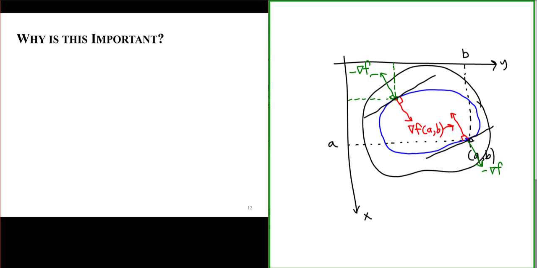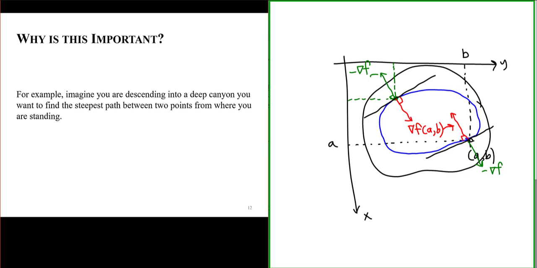So you might be wondering, well, why is this important? Well, I've been using the analogy of a hill. Let's continue with that analogy. Suppose we are interested in knowing the rate of change of a function in a particular direction. For example, imagine you're descending into a deep canyon and you want to find the steepest path between 2 points from where you're standing.